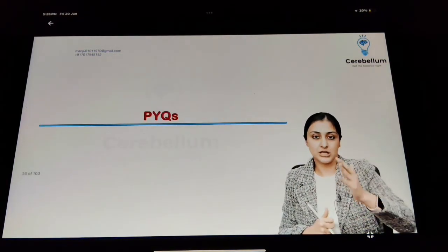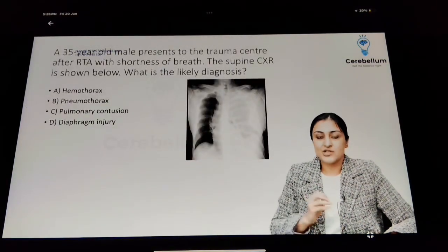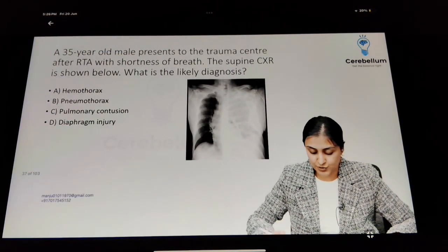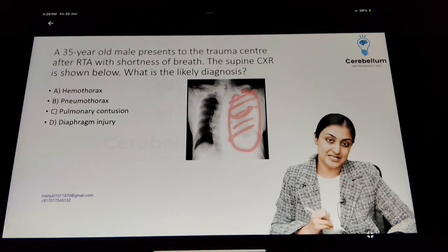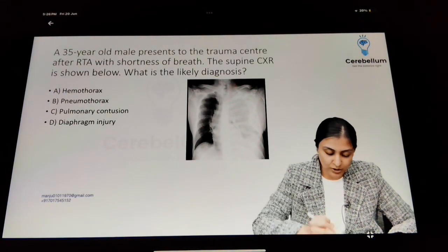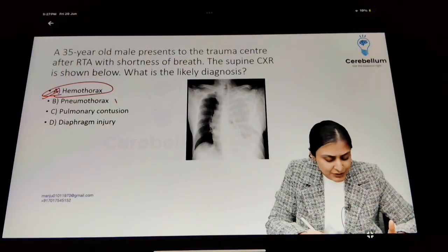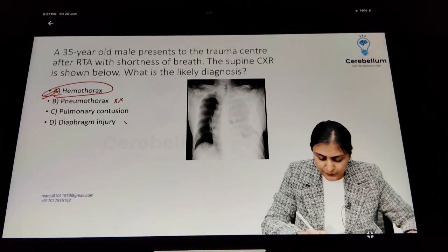Right? Very important. Looking at the questions here, so we have a male presenting to trauma center with shortness of breath, supine X-rays shown. So on supine, you will not see the meniscus, you will see complete opacification. So what is it? Complete opacification with contralateral shift, hemothorax. Can this be pneumothorax? Never, it will have air. Can this be diaphragm injury? No, that will have raised hemidiaphragm.